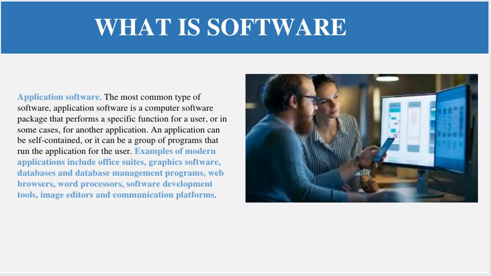Generally we use software for our general purposes, which includes, for example, the Microsoft Office suite like Microsoft Word, Microsoft Presentation, graphics software, databases, database management programs, web browsers, word processors like Microsoft Word, software development tools, image editors, and communication platforms, for example Skype, WhatsApp, Zoom, Microsoft TeamViewer. All these are types of application software.